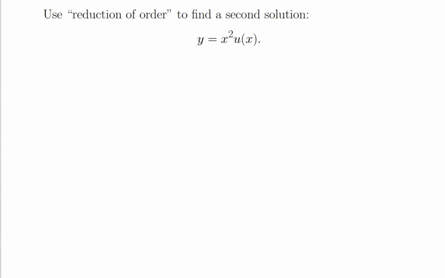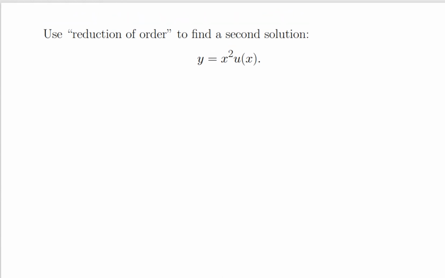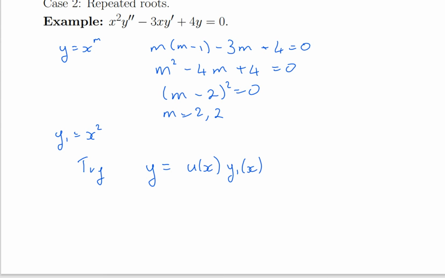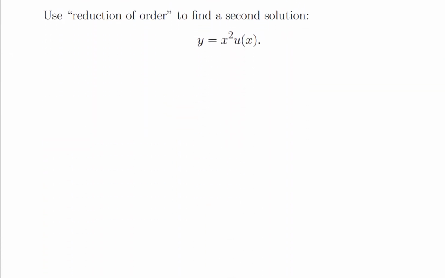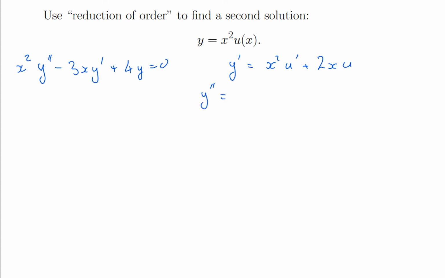I'm going to substitute y equals x squared times u of x, and the equation was, what was it again? x squared y double prime minus 3x y prime plus 4y equals 0. I need to get my derivatives. So y prime is going to be first term times the derivative of the second term plus the derivative of the first term times the second term. Y double prime, use the product rule again. Here I get x squared u double prime plus the derivative of the first term times the second term.